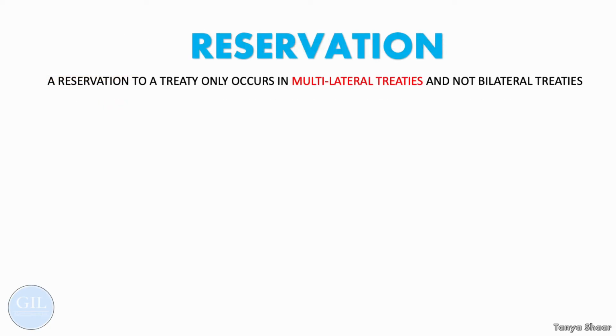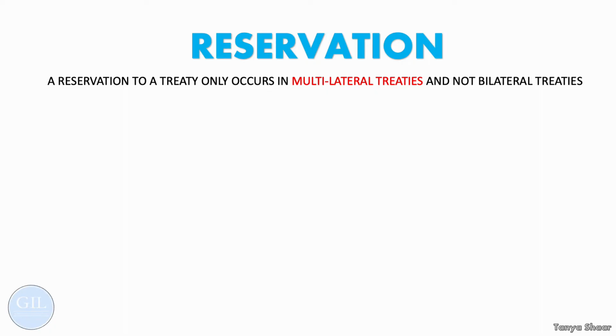When a state wants to be a part of a treaty but wants to change or ignore a provision, this is known as a reservation to a treaty. There is a crucial point to be made though when it comes to reservations. A reservation to a treaty can only occur in multilateral treaties and not bilateral ones.